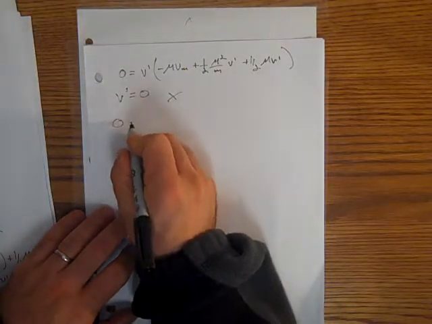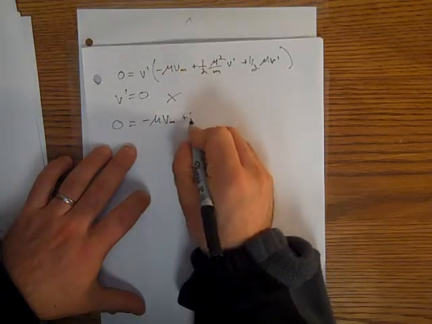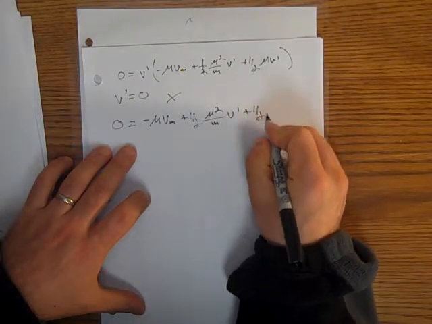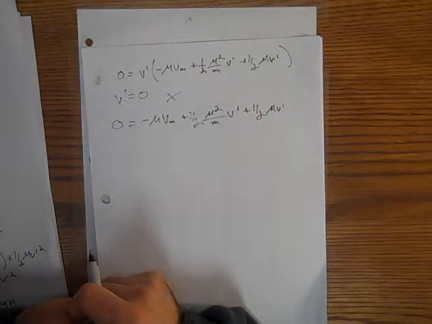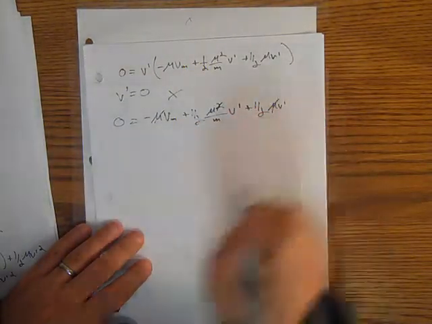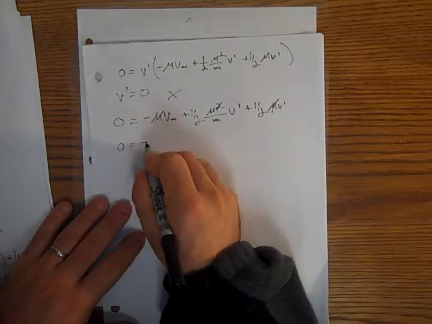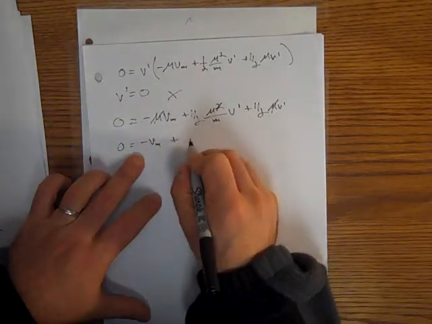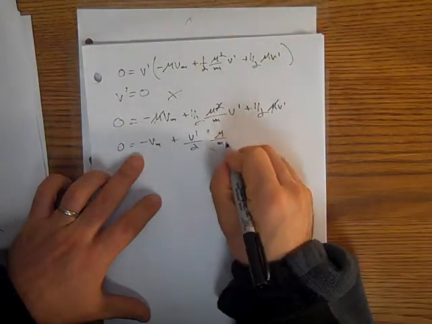The solution that we want is that 0 is the stuff in the parentheses, minus big M Vm plus 1/2 big M squared over little m v prime plus 1/2 big M v prime. That's the one that we want. Okay, and so I can see that I have a mass big M that shows up in every term. All right, and so I get 0 is equal to minus Vm plus, and then I'm going to combine. I want my v prime over 2 to come out, and then I end up with big M over little m plus 1.